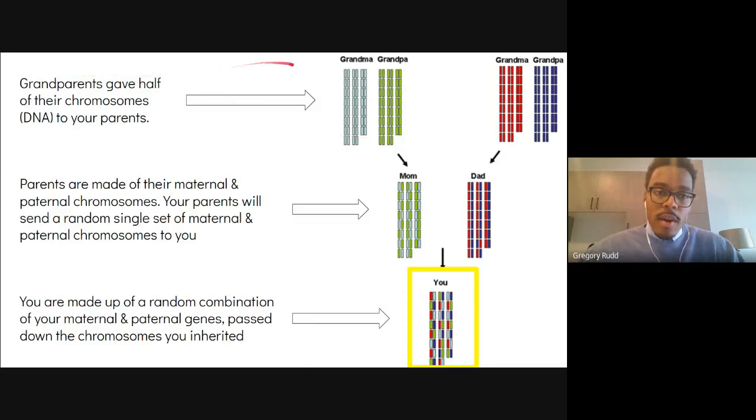So your grandparents give half of their chromosomes, their DNA, to your parents, as we can see in this image. Grandma's blue and grandpa's green becomes mom's blue and green. Grandma's red and grandpa's blue become dad's red and blue, which means that your parents are made up of your grandparents' genetic material.